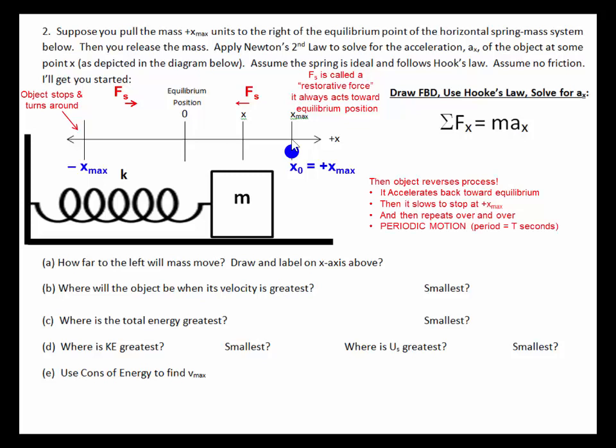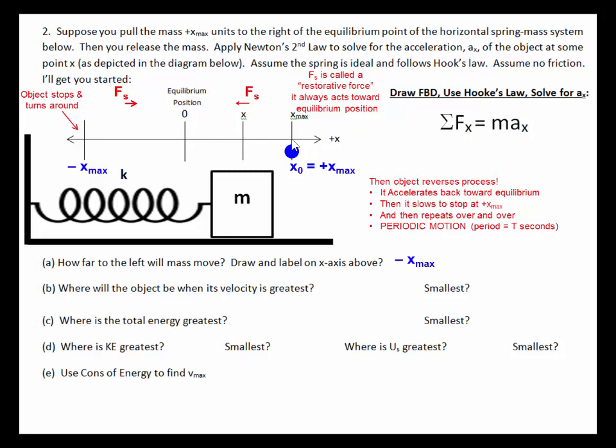So we would call this periodic motion. It's moving back and forth and back and forth. And we could actually measure how long it takes to go back and forth each time. One round trip is the period, and the variable we use for that is capital T, and that would be in seconds typically. So let's answer some more questions here.